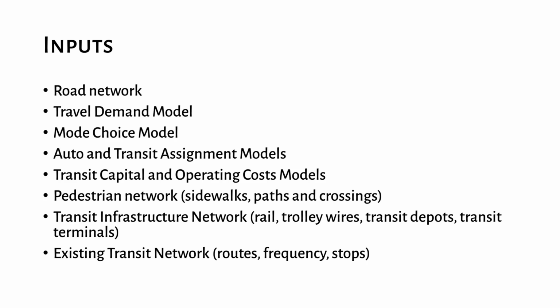Ideally, you have transit capital and operational cost models to be able to calculate the cost of what the transit operator is doing. In some cases, some studies have also used the number of vehicles or number of service hours, for example, as a proxy. That's also possible. Pedestrian network, that is supposedly important if you actually want to plan a quality transit network, but it's not something that a lot of studies have access to, especially not this one because of time constraints. Transit infrastructure network, if that exists, things like rail and trolley wires, and transit depots and terminals, and hopefully you have a version of the existing transit network. But if not, we'll briefly touch on initial solutions later on: routes, frequency, stops, and so on.